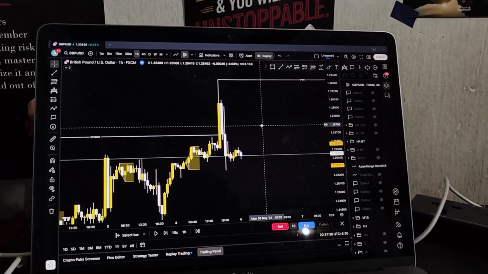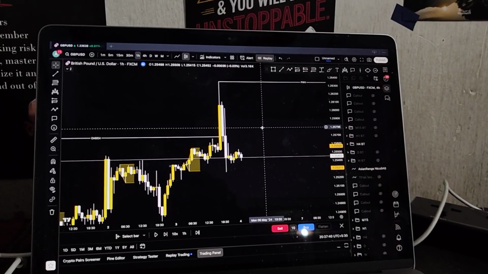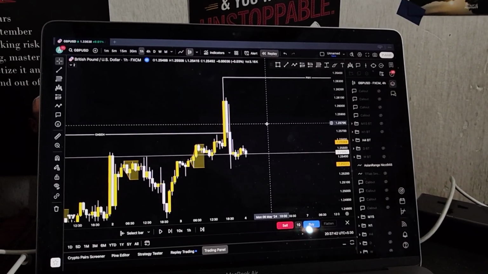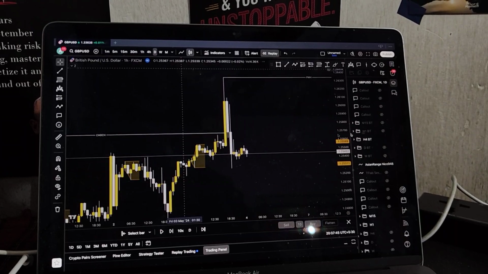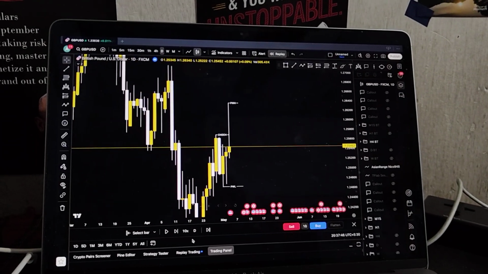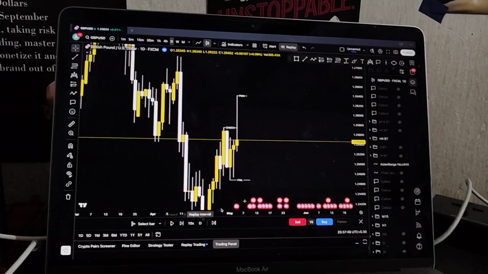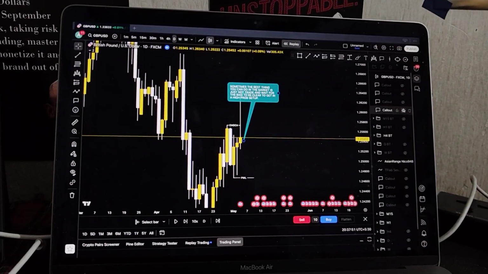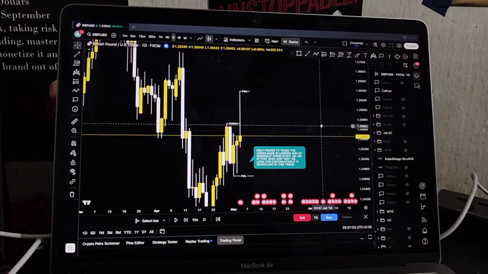So what I need is a supply zone. This is also one thing: the 4 hour didn't change character to the downside, so trading Monday was very low probability, and also the zone was not clear. So what I did, sometimes this is the reason why I wrote this right here.